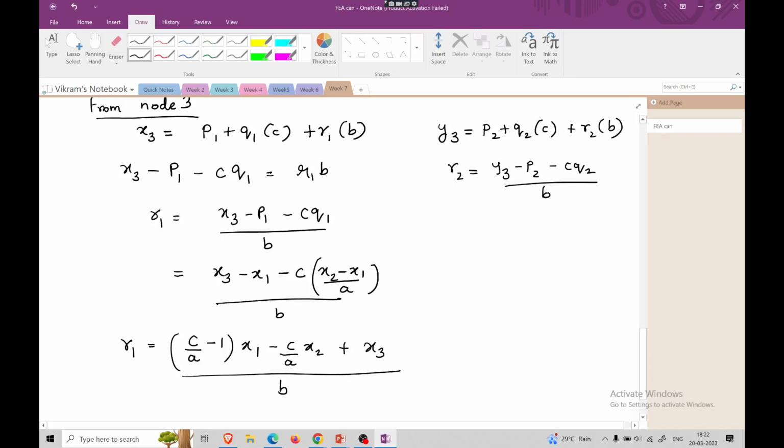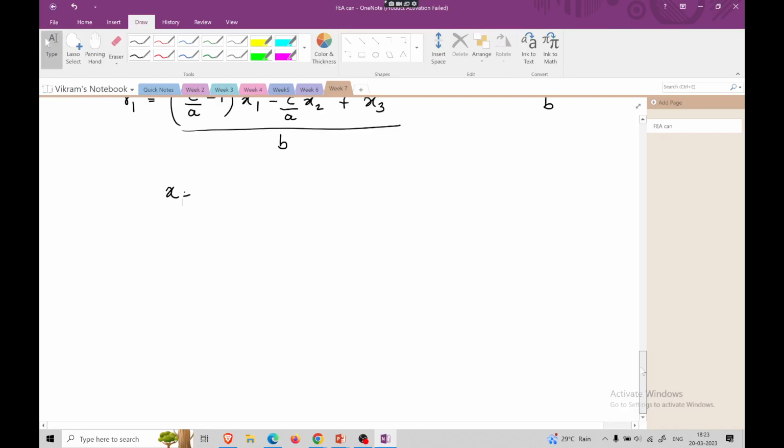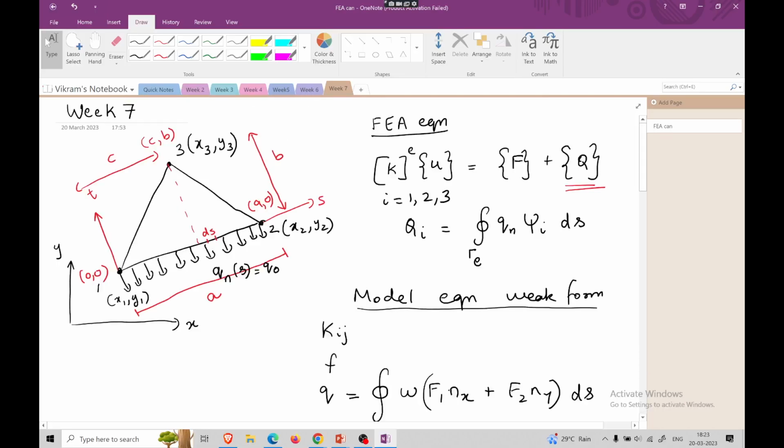So why am I doing all this? I am doing this because I want to convert the coordinate system from the normal xy coordinate system to the st coordinate system. Under the st coordinate system it will be very easy for me to evaluate the boundary integral along this line. Okay, so that is why I am doing all this.